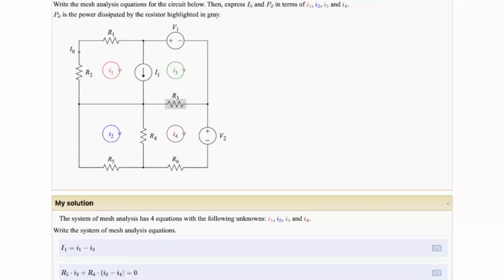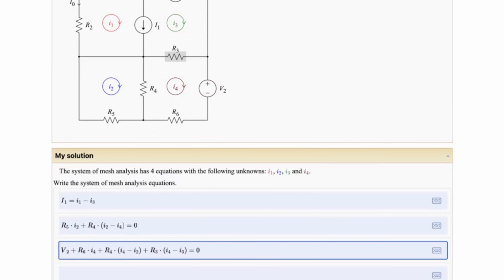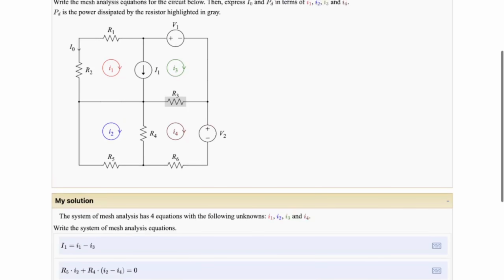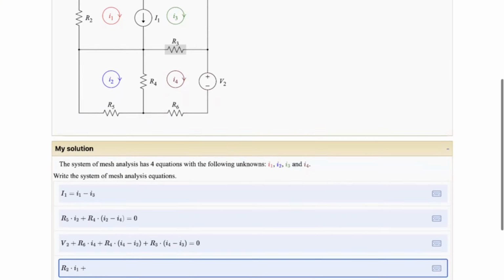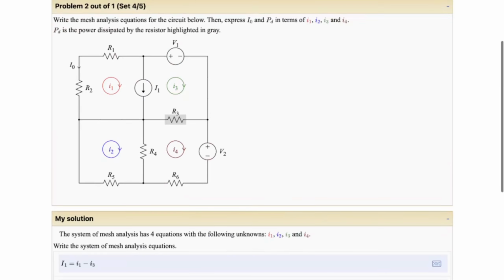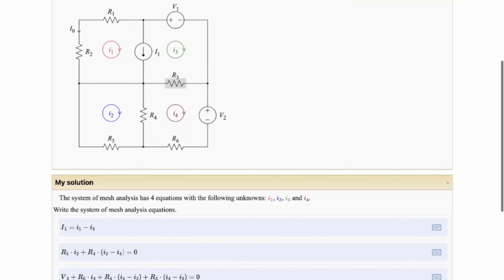Start on the left and compute the voltage across the R2 resistor. And again, it's going to be current times resistance, or R2 times I1. Add that with the voltage across the R1 resistor. So it's going to be R1 times I1. Now the voltage across the V1 voltage source, we are moving clockwise direction here. So we're going to hit the positive terminal first. So we know that V1 is going to be positive. So we're going to add V1.